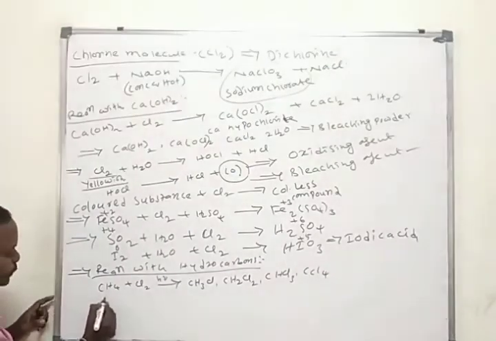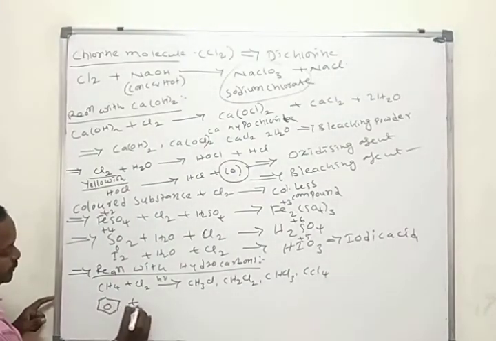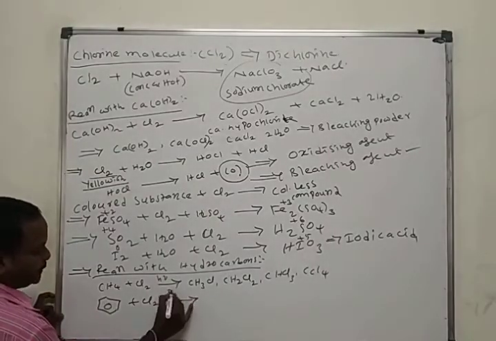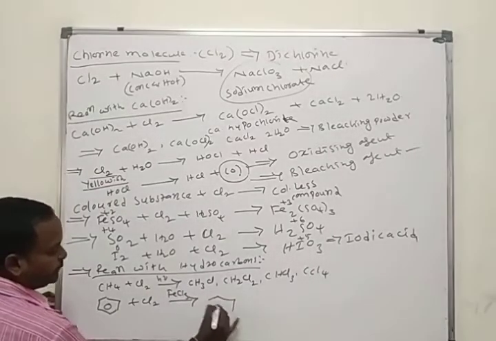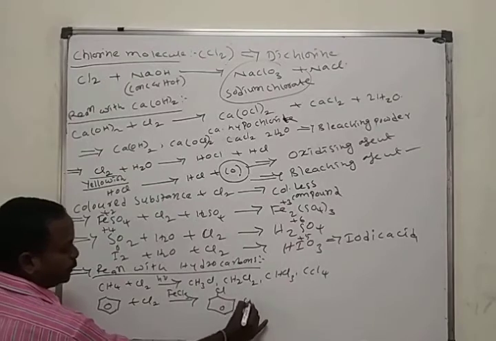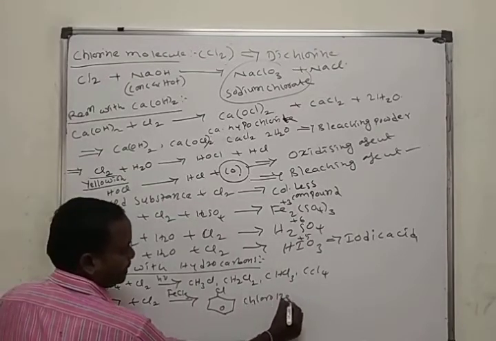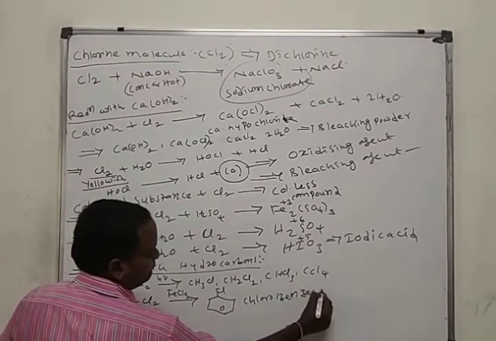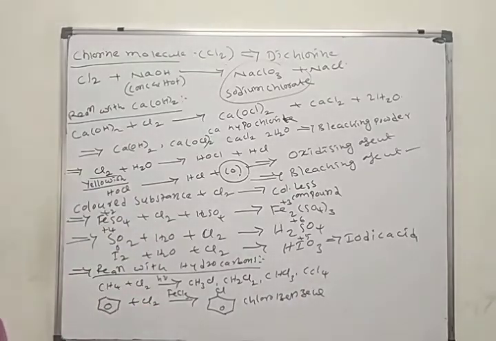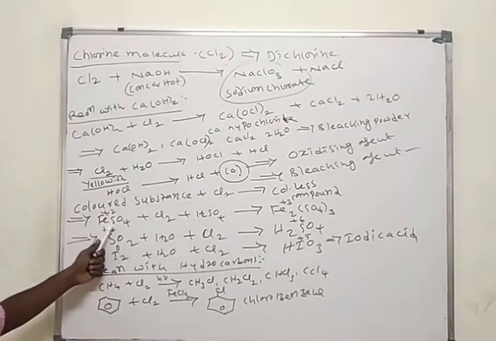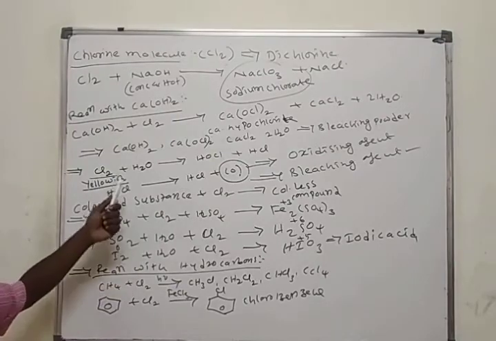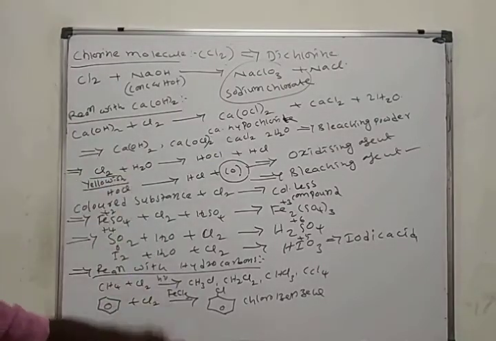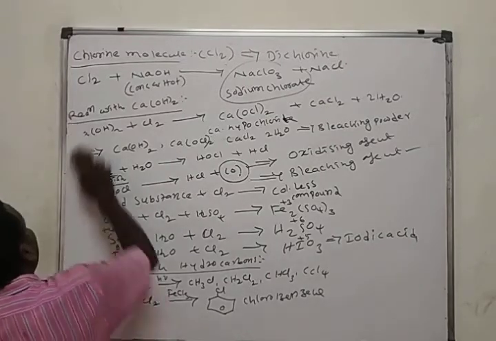Benzene also reacts with chlorine in the presence of ferric chloride and forms chlorobenzene. This is the reaction with hydrocarbons. So, oxidizing properties of chlorine, bleaching properties of chlorine, and reaction with calcium hydroxide. In continuation, we'll see the uses of chlorine.